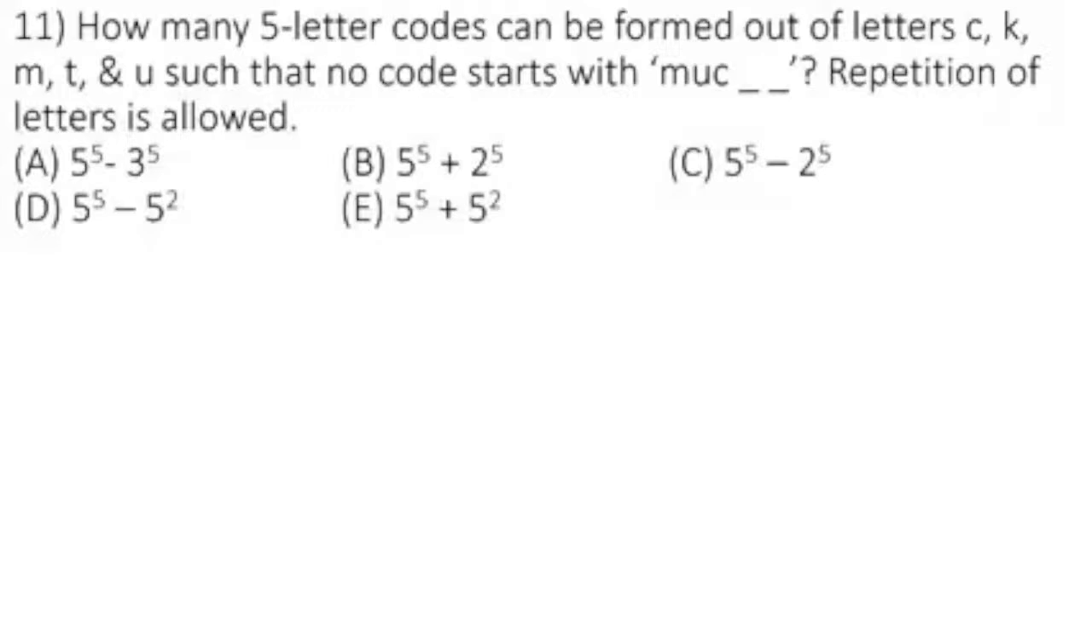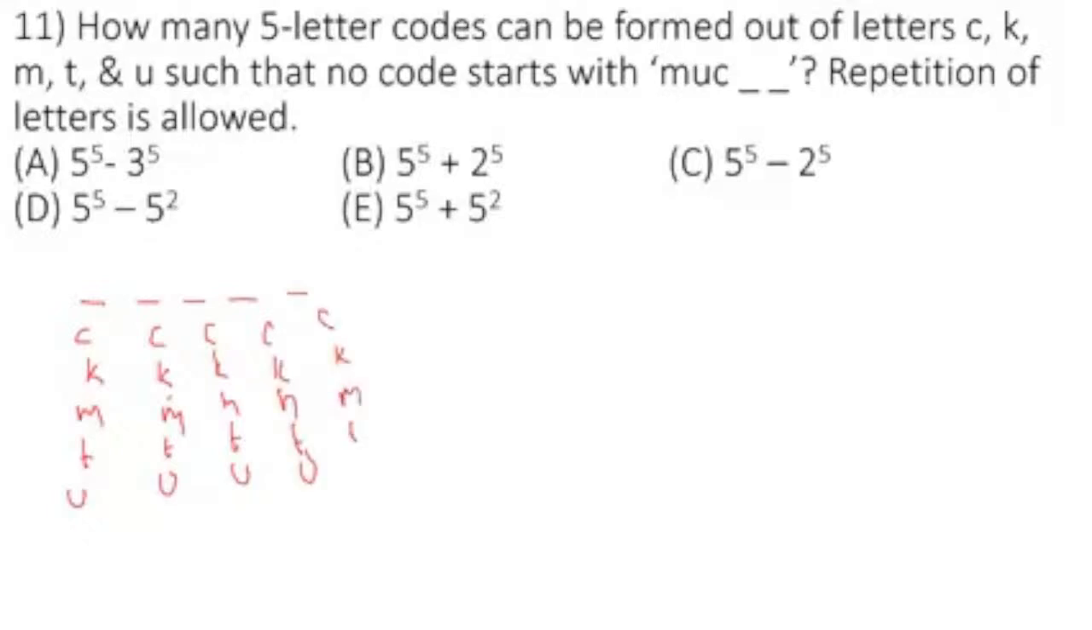So I have a 5-letter code. I can select C, K, M, T, U for each position like this. So the number of ways of forming is 5 to the power of 5, because for every place I can use 5 choices.